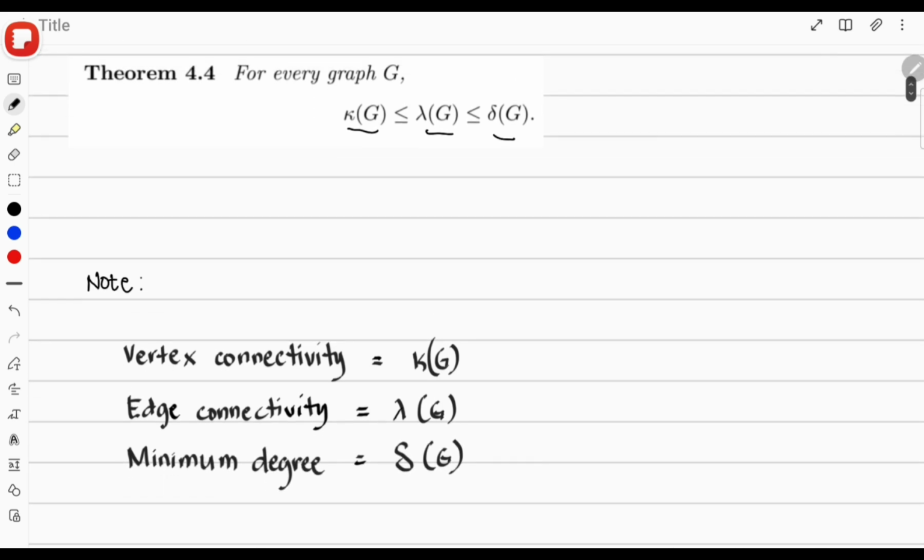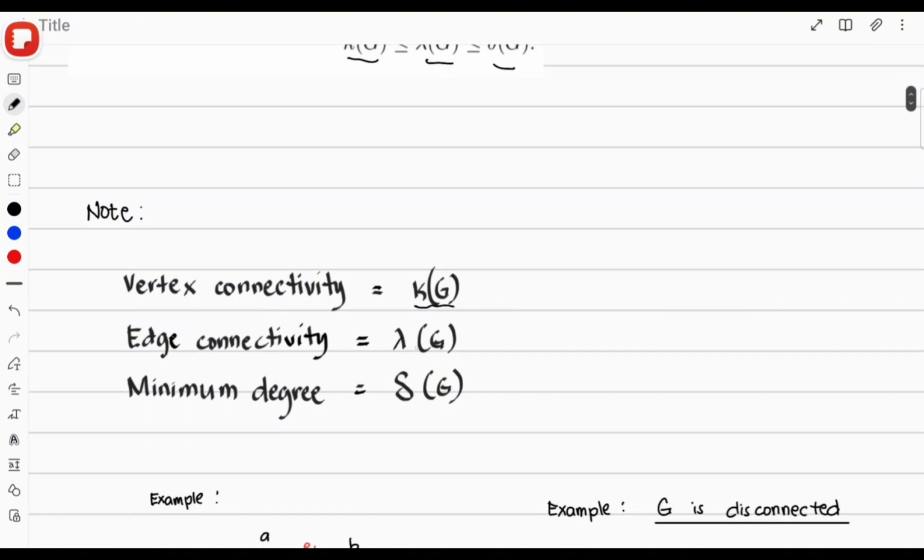Okay, let's note: kappa of G is the vertex connectivity, so it is the minimum number of vertices that need to be removed to disconnect the graph or make it trivial. Second, we have lambda of G, which is the edge connectivity. That means it is the minimum number of edges that need to be removed to disconnect the graph. So here we remove vertices, and here we remove the edges to make a disconnected graph.